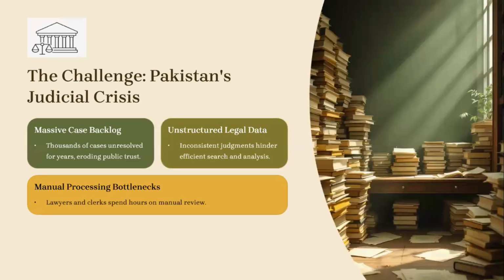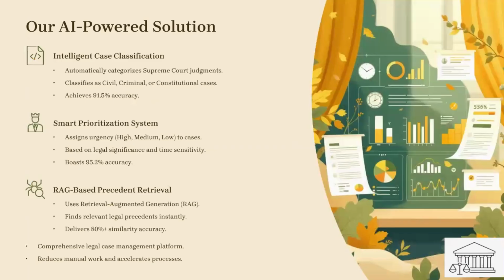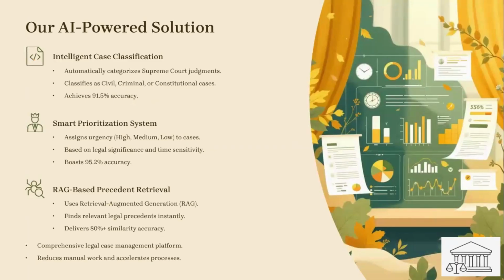Now, here's what pushed us to do this. Pakistan's courts are overloaded. Thousands of cases are pending for years. Lawyers spend hours searching through judgments, and everything is done manually. The result? Justice delayed, which often means justice denied. So we thought, why not let AI do the heavy lifting? In the process, we designed a smart end-to-end system that actually understands legal text.